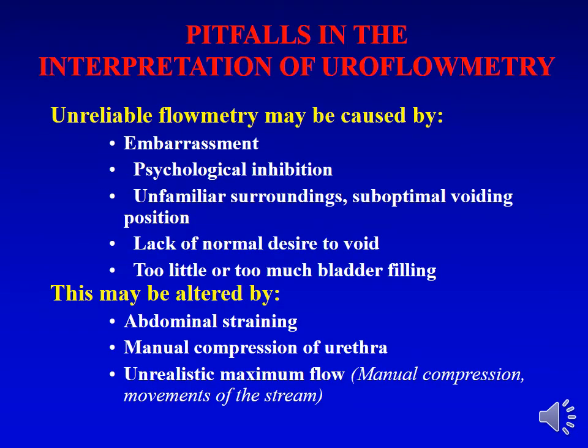Now there are pitfalls in the interpretation of uroflowmetry. Unreliable flowmetry may be due to nervous artifact like embarrassment, psychological inhibition, unfamiliar surroundings, suboptimal positioning, and so forth. And this can be altered by abdominal straining. Some people come there to pass urine and try to push to get a good flow. This abdominal straining will give a false impression that the patient actually has good flow. Some people manually compress the urethra and then suddenly release it. Then you can get a spike artifact there. So these are things that one needs to know, and one needs to know how to troubleshoot and interpret any of these false readings.